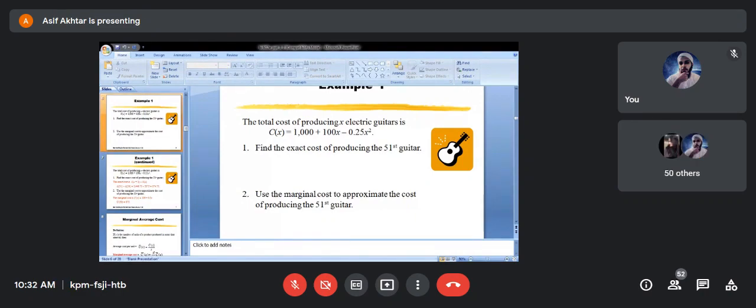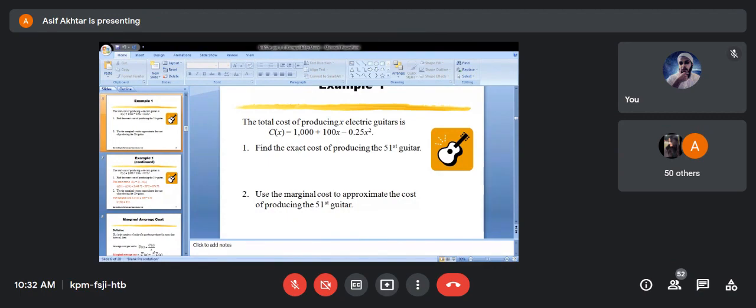Sir, I'm so very lost. Lost where? Sir, I just can't understand it. For example, the steps. Okay. First, what is given in the question? Please tell me what is given in the question. The cost of producing x electric guitars. Okay. The cost is given in the form of a cost function. Yes. Can you repeat the cost function? What is the cost function?